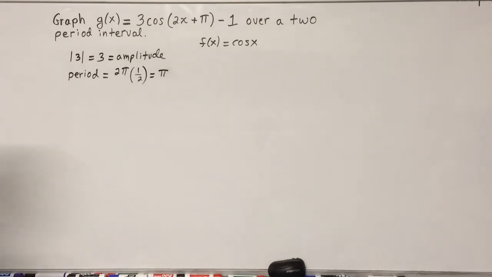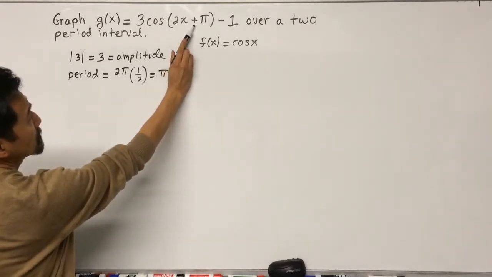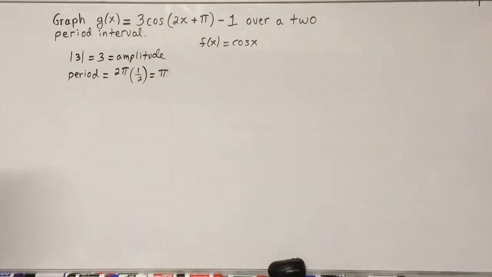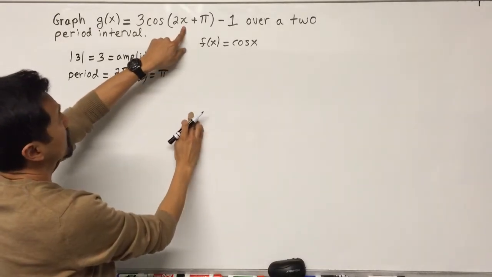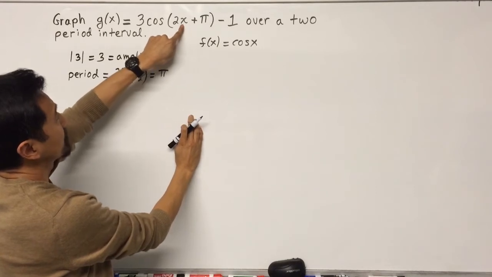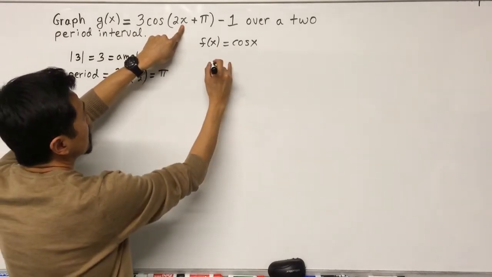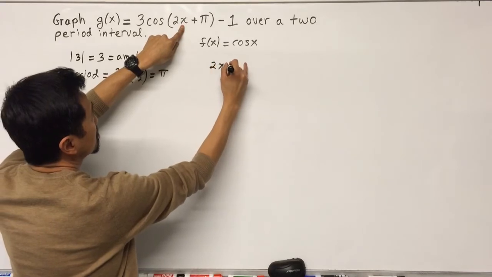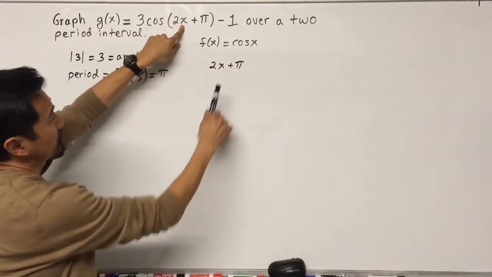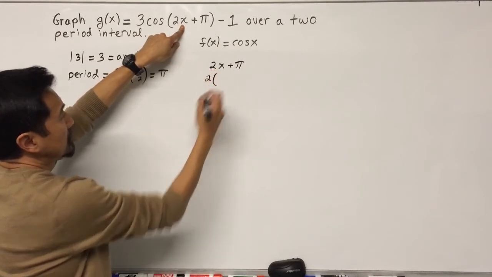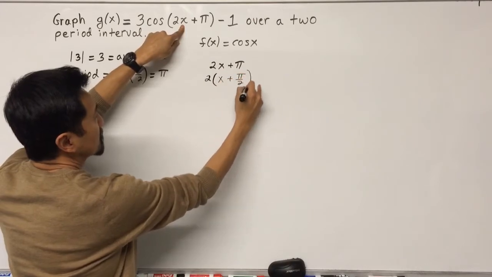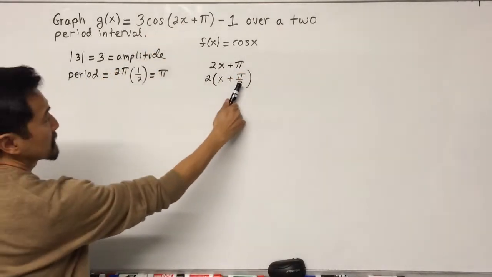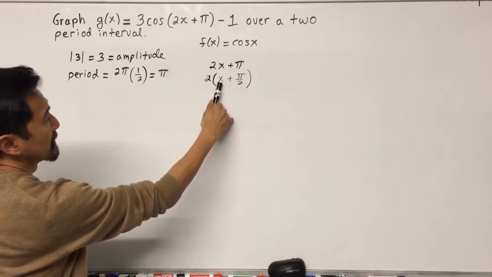Now, we also have a horizontal shift, or what we also call the phase shift. Now, to identify what the phase shift is, or the horizontal shift, you have to figure out what number is being added or subtracted from just the x alone. So that means that you would have to take that expression, 2x plus pi, and then you would have to factor out the 2. So if I factor out the 2, I get x plus pi over 2. Okay? So now the number that is being added to my x is pi over 2.